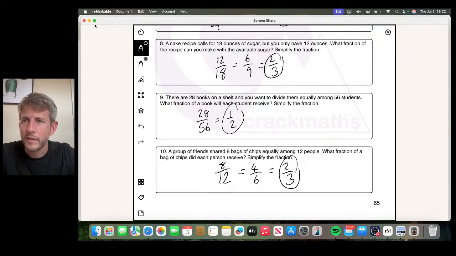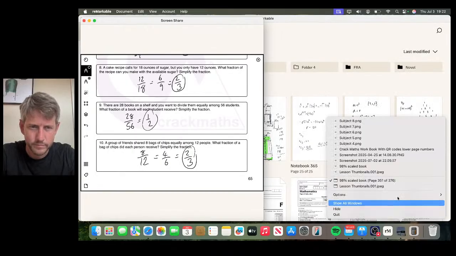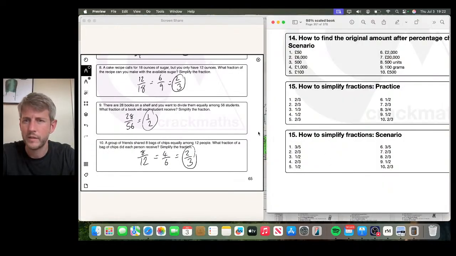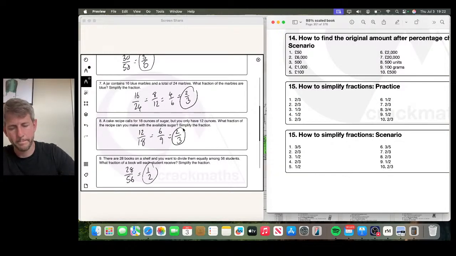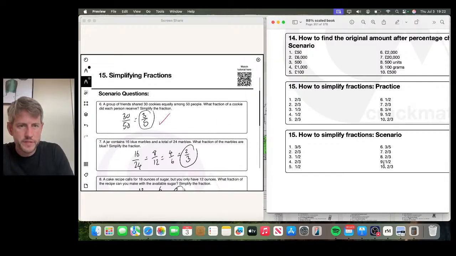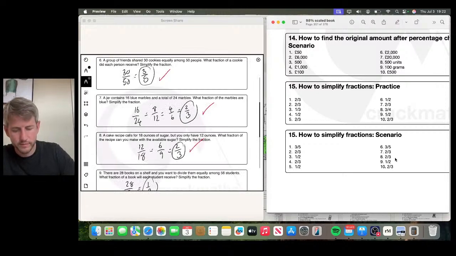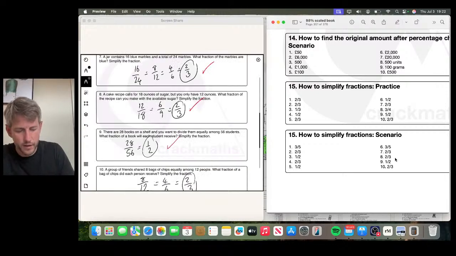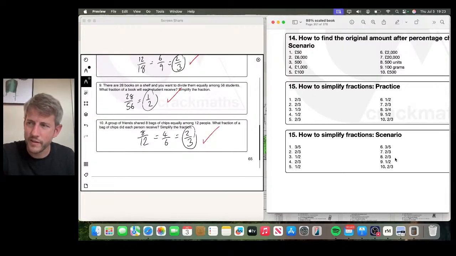Right, let's mark these. Okay, right, so here we go. Question 6, 3/5. Question 7, 2/3. Question 8, 2/3. Question 9 is a half. And question 10 is also 2/3.